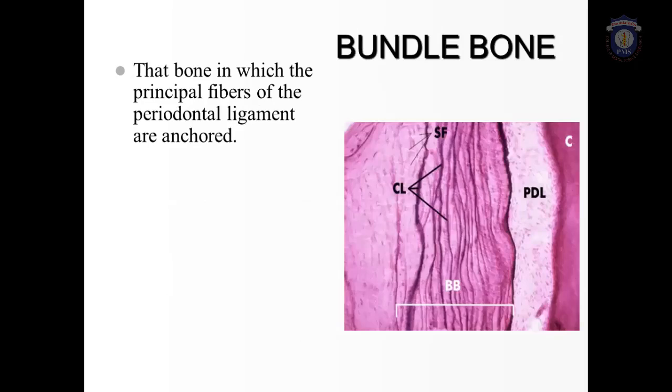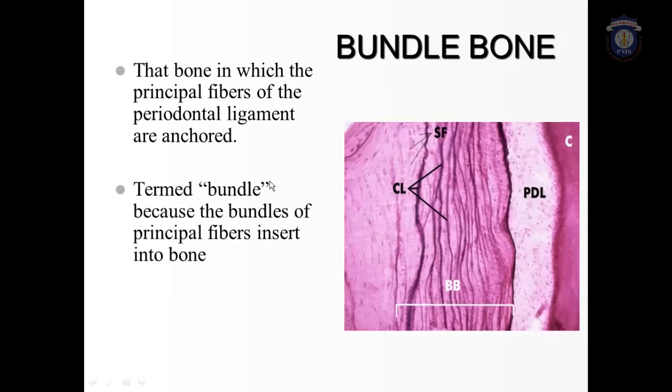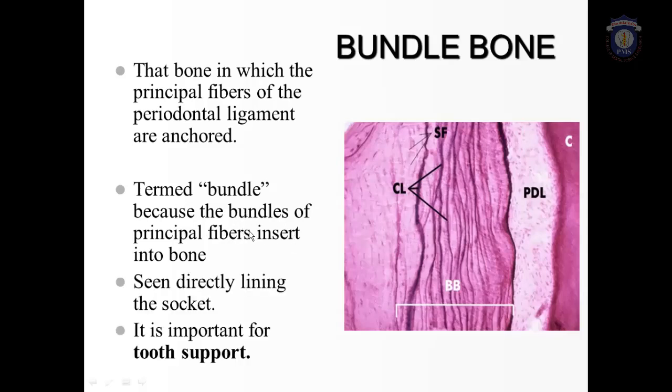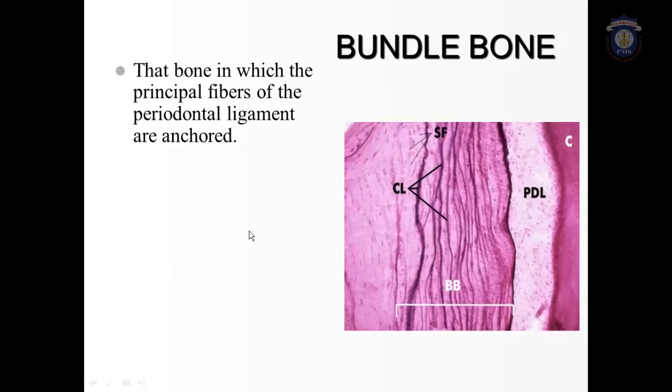Bundle bone is that bone in which the principal fibers of the periodontal ligament are anchored, and this is what gives it the term bundle bone, because of bundles of periodontal ligament fibers which get anchored. So it is termed bundle because of the bundles of principal fibers of the periodontal ligament which are anchored into it, and it is seen immediately lining the socket, and it is a prerequisite for tooth support.